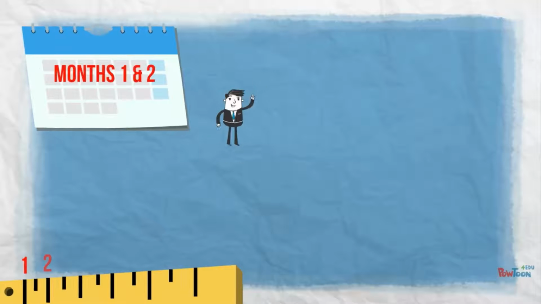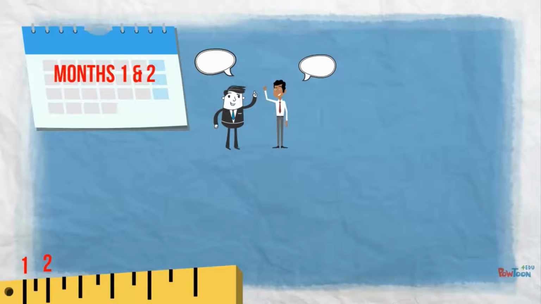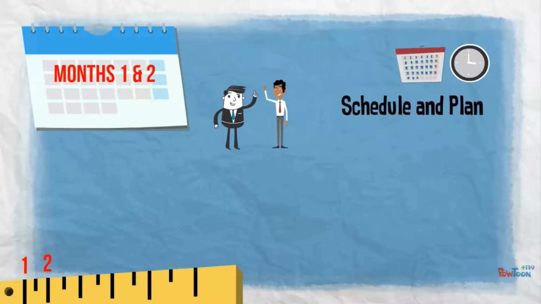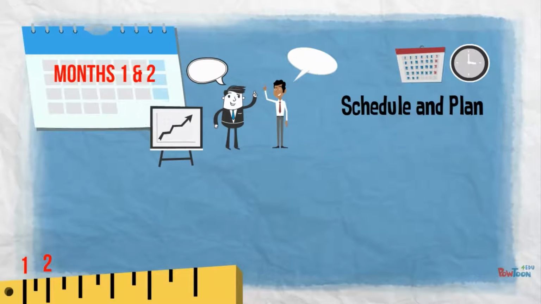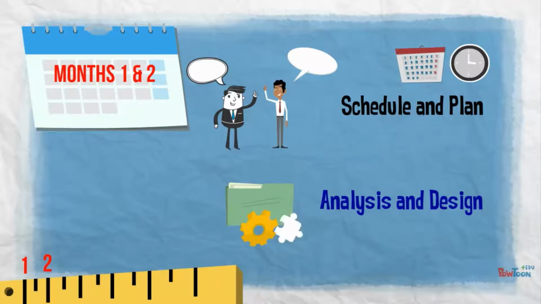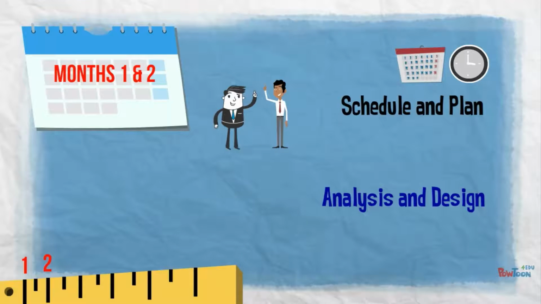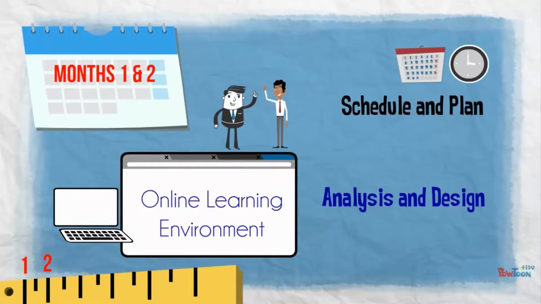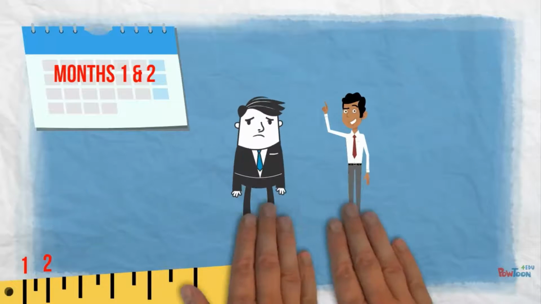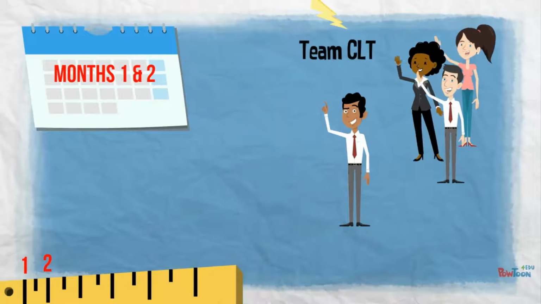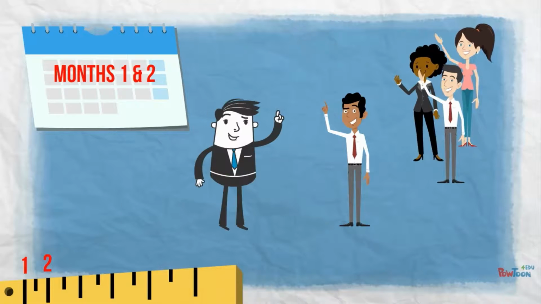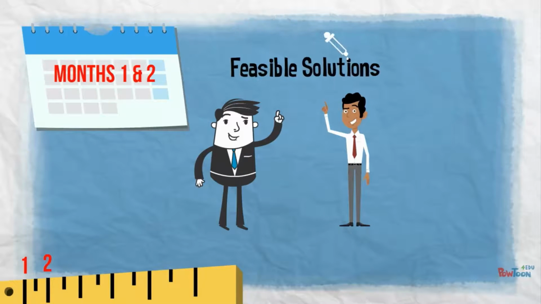During the first 2 months, Romeo and Mercutio will discuss a schedule and a plan for the course's development. In subsequent meetings, they will do what is called analysis and design. This means that Romeo, as the instructor and subject matter expert, will explain his pedagogical goals and practices to Mercutio, and together they will discuss how to transform his course into the new online learning environment. Sometimes they will face a challenge, and Mercutio, along with Team CLT, will use their expertise to identify and offer feasible solutions to overcome it.